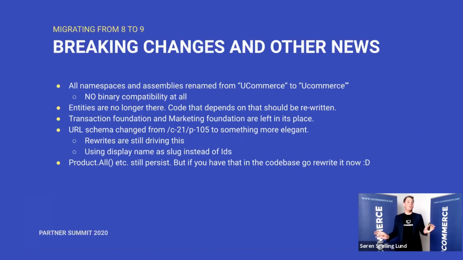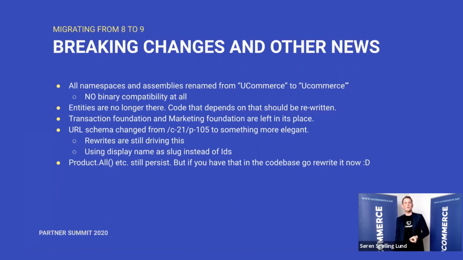So everything broke. When you upgrade the platform, you will see that everywhere you reference Ucommerce, there will now be red error places. There's no binary compatibility at all. So even if the upgrade goes smoothly, if you haven't updated your code paths, your site will not function because there's no binary compatibility.